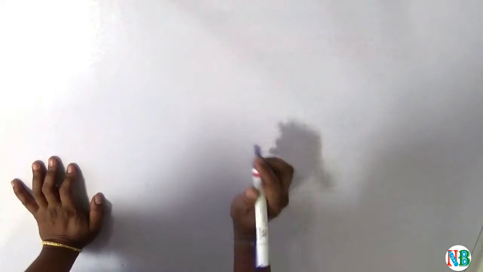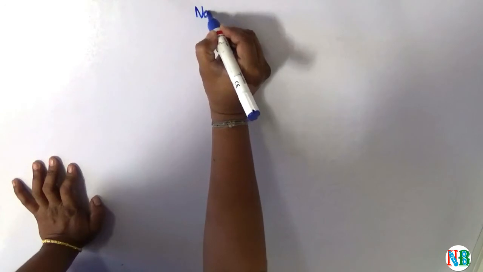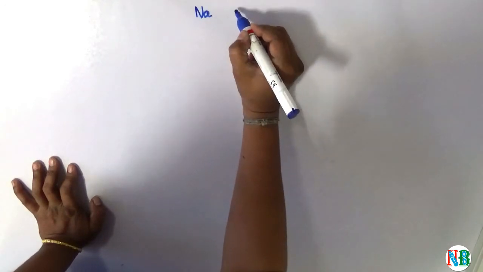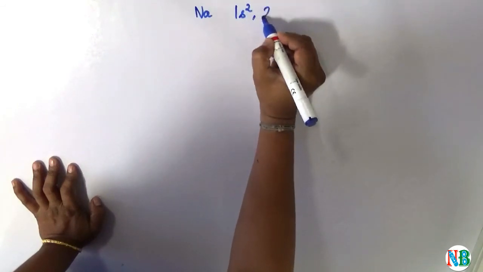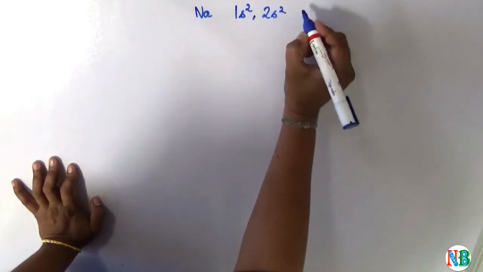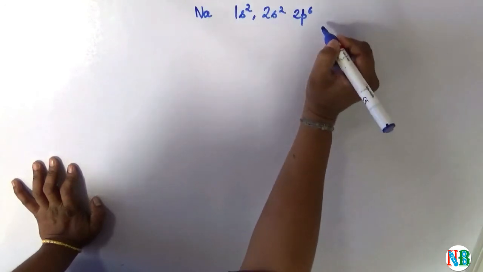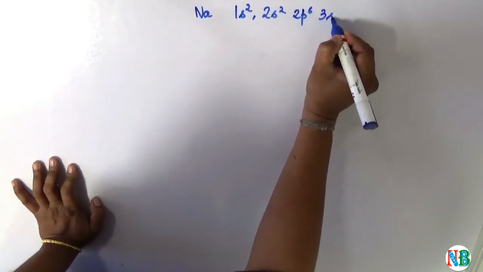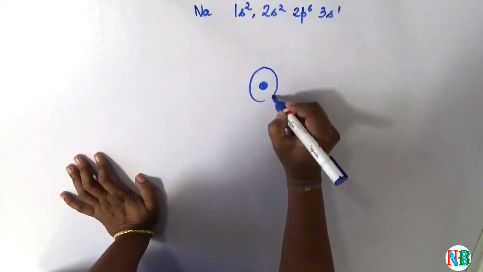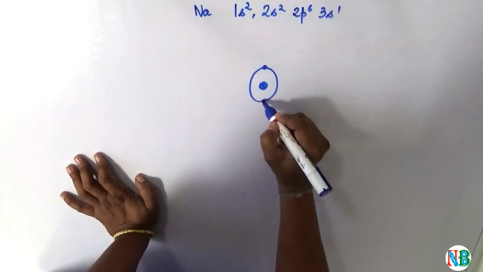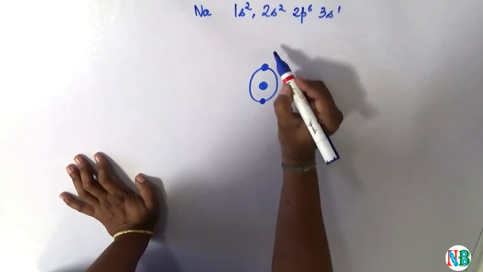So here I will be taking the sodium atom. Okay, it has an electronic configuration of 1s2, 2s2, 2p6 and 3s1. So nucleus, and then we have the first orbital, s2, containing 2 electrons. Yeah, you can see your 2 electrons. I am almost drawing it on the side.